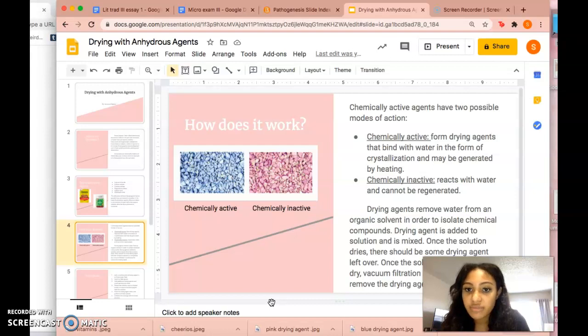Chemically active drying agents bind with water in the form of crystallization and may be regenerated by heating. Chemically inactive drying agents react with water and cannot be regenerated. So the purpose of drying agents is to remove water from an organic solvent in order to isolate chemical compounds. The drying agent is added to the solution and is mixed. Once the solution dries, there should be some drying agent left over. And once the solution is completely dry, vacuum filtration is performed to remove the drying agent.